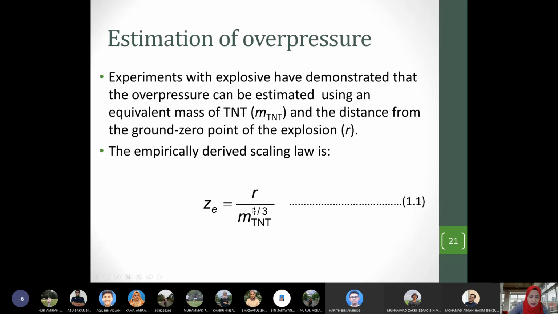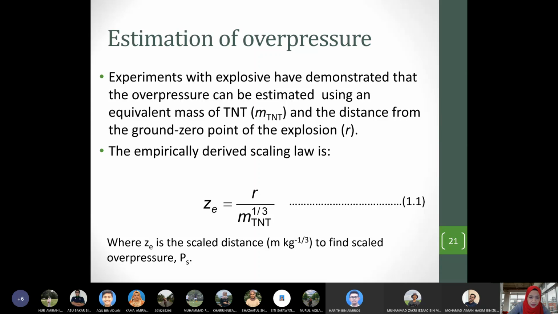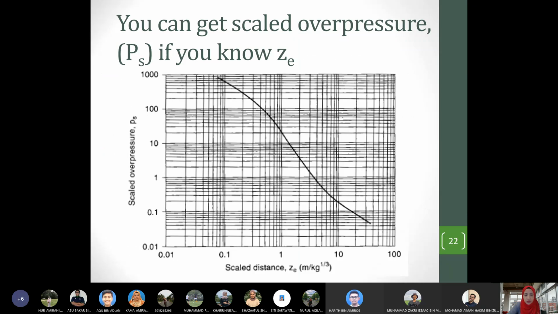So you have the distance and the mass of TNT. This is the one that will be given, or a known amount of TNT. Okay. So that ZE is the scale distance to find the scale overpressure. To find the scale overpressure, we refer to a chart that looks like this. This is a chart of the scale overpressure PS versus the scale distance ZE. So for example, if you have a value of ZE, you read upwards and go to the side and read the value of the overpressure.